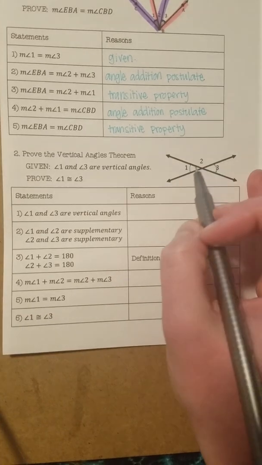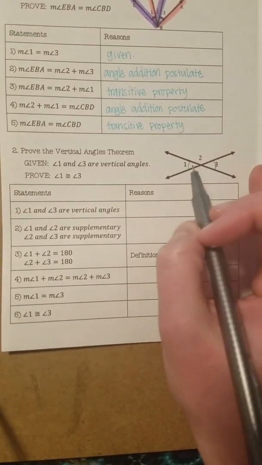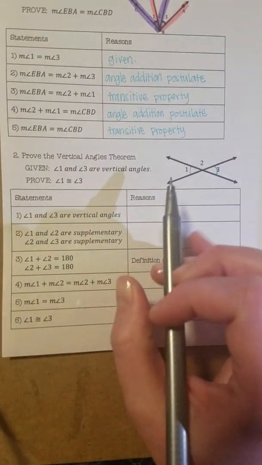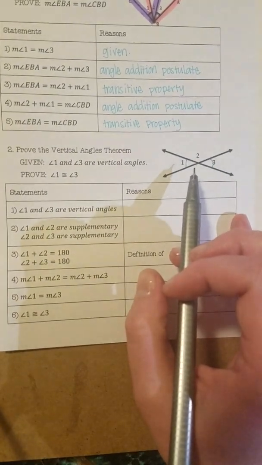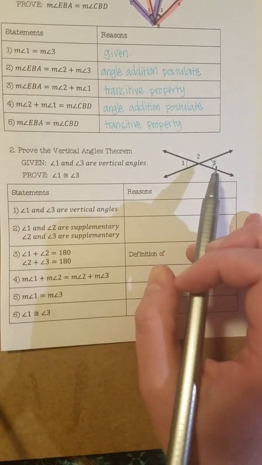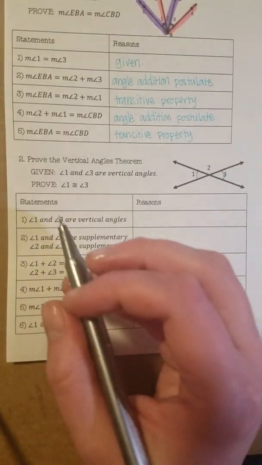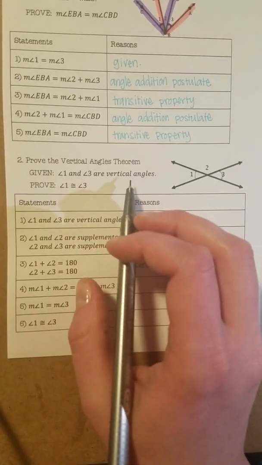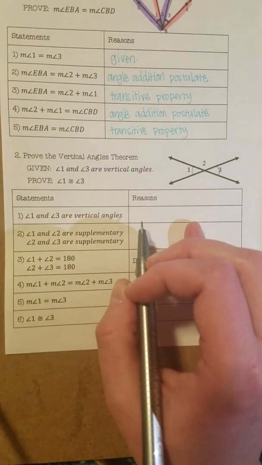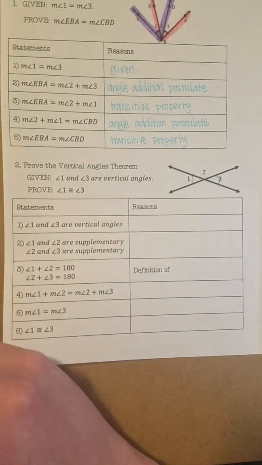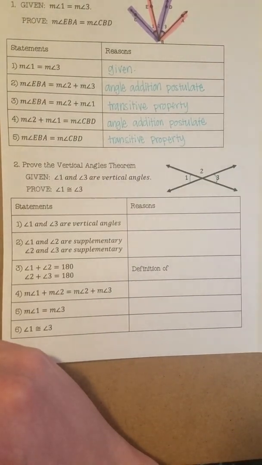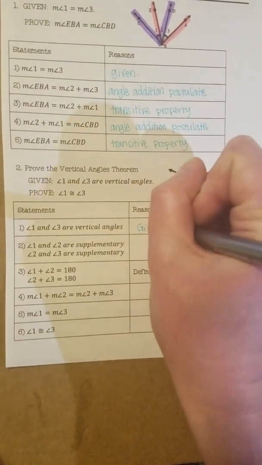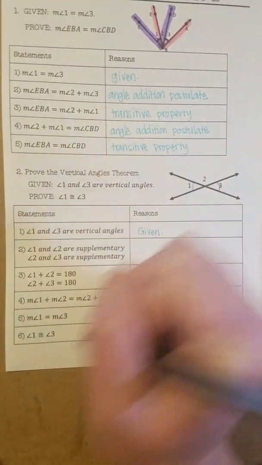So there's intersecting and they're opposite from each other across the intersection, right? So we want to prove that these are congruent. The statement that we're given is that angles 1 and 3 are vertical angles. So what's the reason for that? The reason is that it has been given. That's always the first reason.